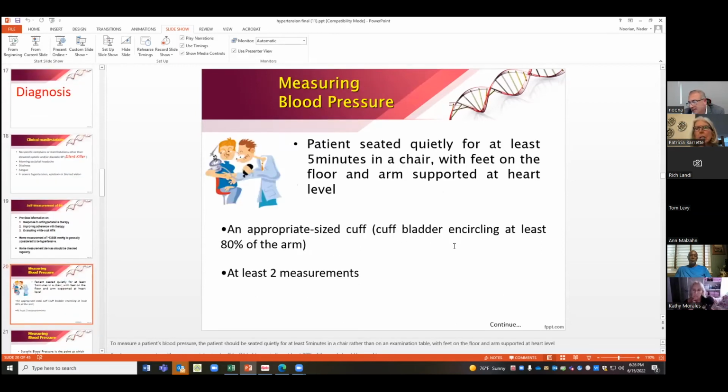Okay, so some basic stuff, and I'm sure all of you know about this, but it would be worthwhile going through. Patients should be in a seated position for at least 5 minutes, feet on the ground and arm at the level of the heart. Okay, appropriate sized cuff, and mostly what you're buying out there is adult cuff. Adult cuff means that the bladder aspect of the cuff, the part that fills up with air, should cover at least 80% of your arm. Okay, if it covers 80% of your arm, it's adequate for you to get proper reading, and you should get at least 2 measurements. Okay, 2 measurements would give you much better accuracy.